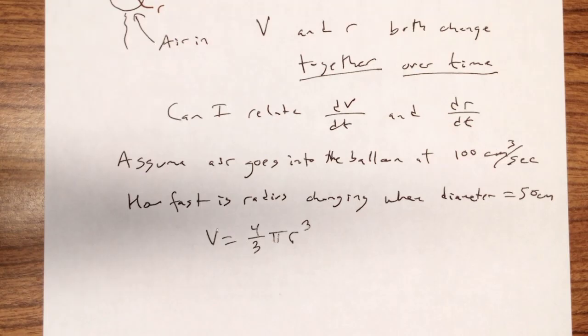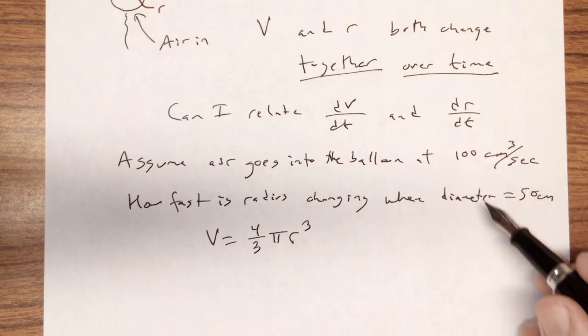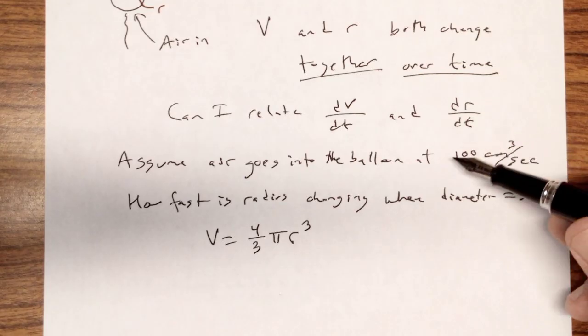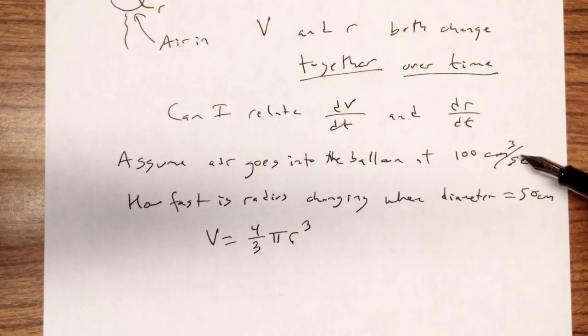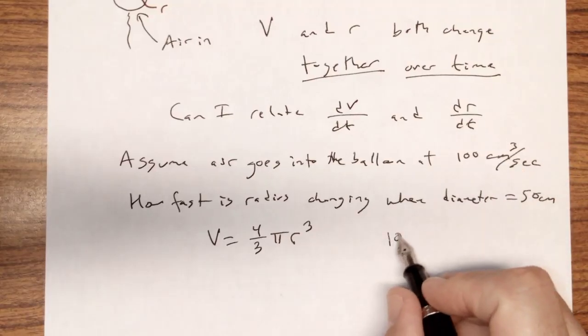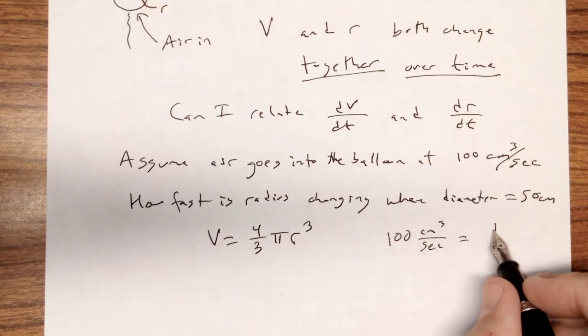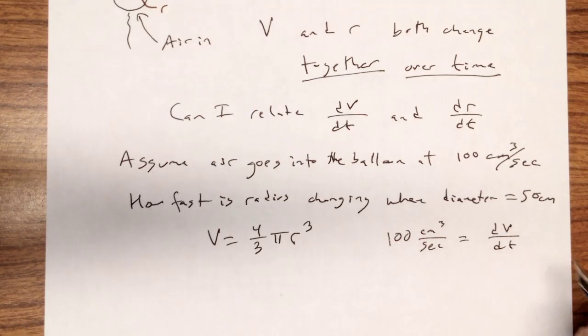Now, what information in here do I already know? Right at the moment I'm looking at, I know how fast air is going in, and I know a diameter. Wait, this is a rate. It's not just any rate, it's a rate of change. This 100 cubic centimeters per second, that is a change in volume with respect to time.